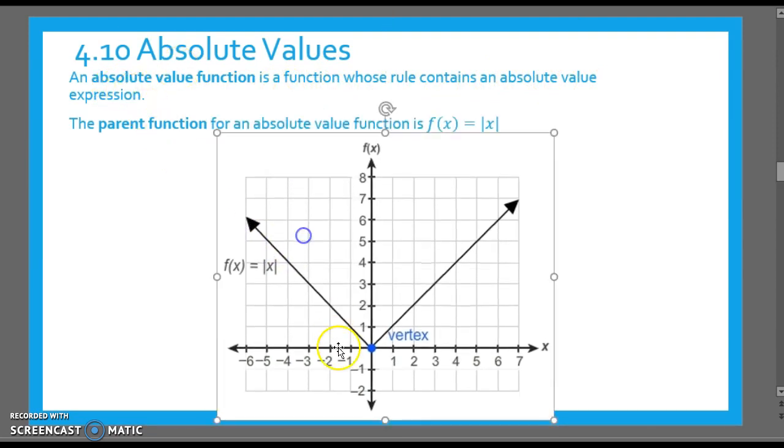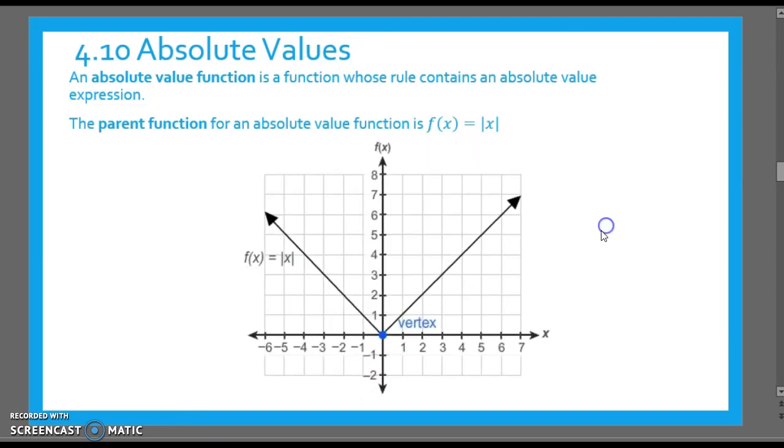The parent function for the absolute value function is f of x equals absolute value of x, and that's what this graph looks like. If you notice with these lines, these each have a slope of 1 because it goes up 1, over 1, up 1, over 1, up 1, over 1. This has a slope of 1. This one has a slope of negative 1 because it goes down 1 over 1, down 1 over 1. So that's really important to remember. And then the point where they meet is called the vertex.